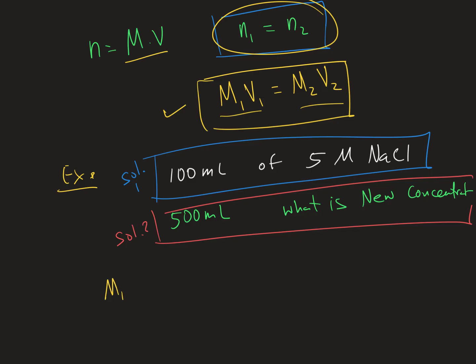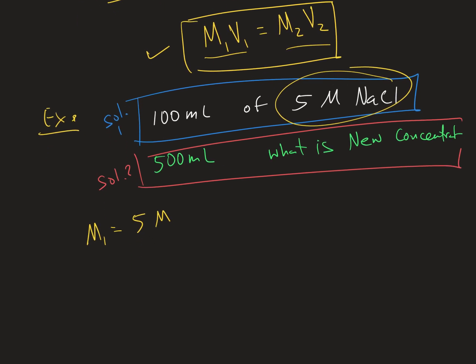So what is my M1? Molarity is the concentration. You with me? 5 molar concentration. And my V1 is the 100 milliliters. And my M2, that's what I'm looking for, my new concentration. And my V2, my new volume after dilution, I added water. How much water did I add, guys? 400 milliliters. You with me?